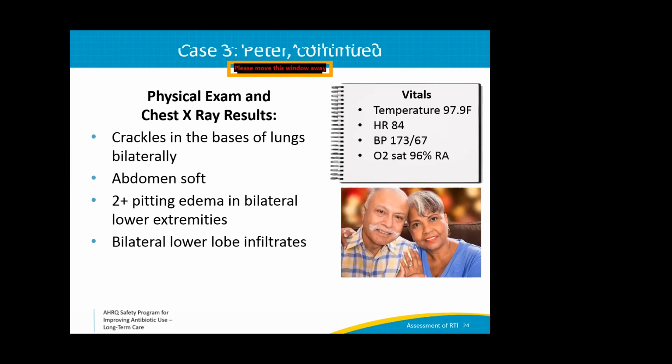And when you examine him, you see that he looks comfortable. He does have crackles at the bases of both of his lungs. His abdomen is soft. He has symmetric 2+ lower extremity edema. And you decide to get a chest x-ray, which does show that he has bilateral lower lobe lung infiltrates.